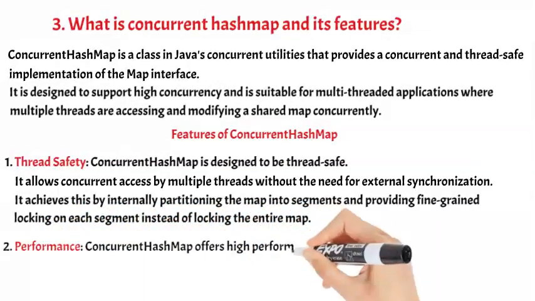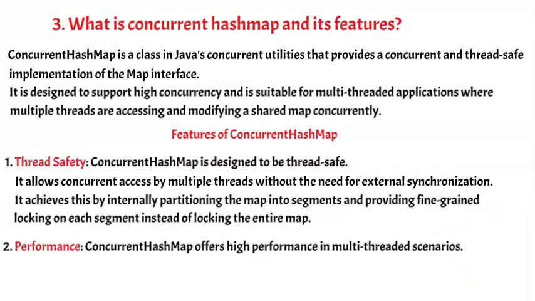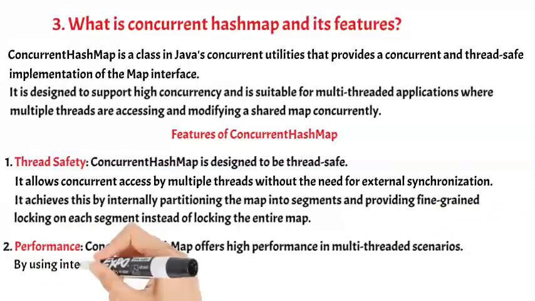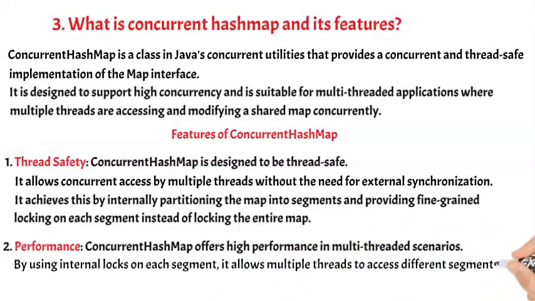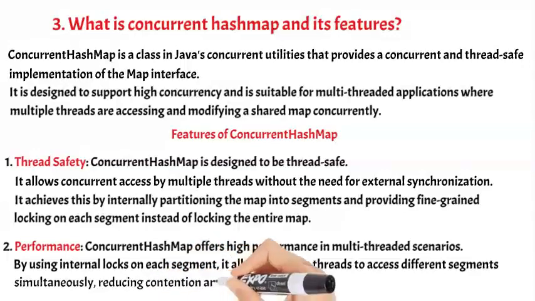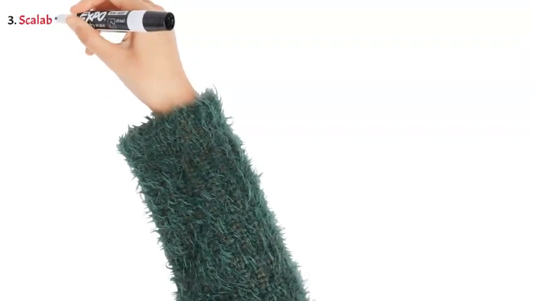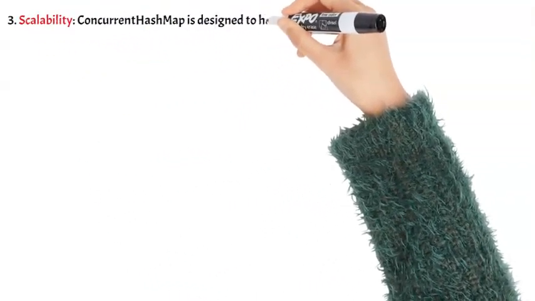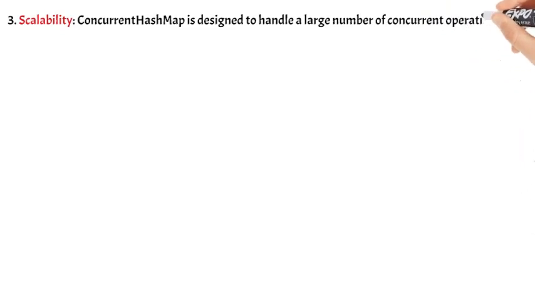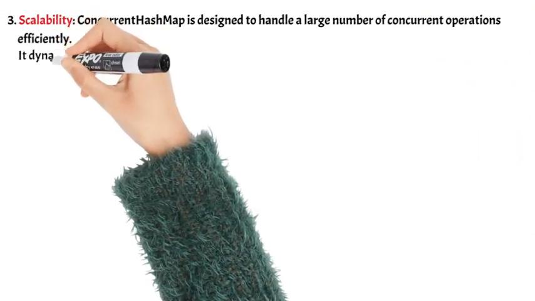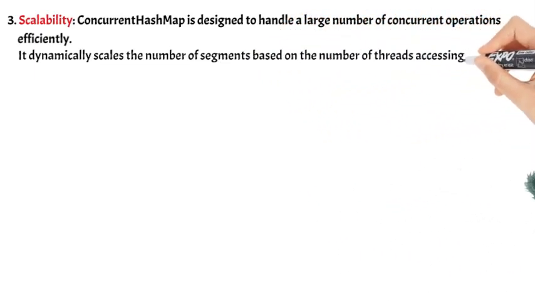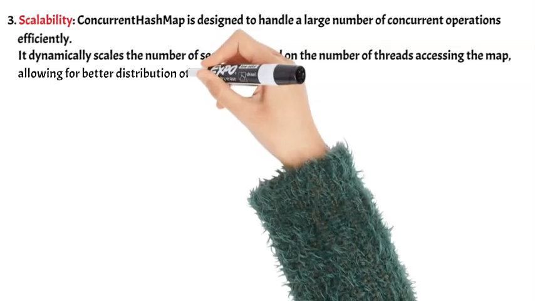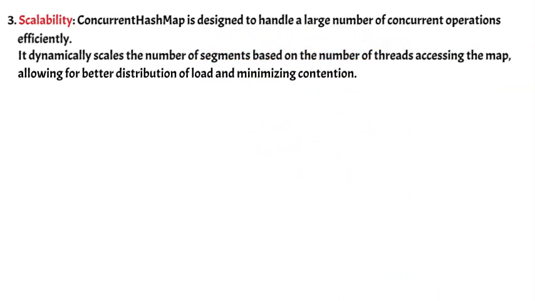2. Performance. ConcurrentHashMap offers high performance in multi-threaded scenarios. By using internal locks on each segment, it allows multiple threads to access different segments simultaneously, reducing contention and improving scalability. 3. Scalability. ConcurrentHashMap is designed to handle a large number of concurrent operations efficiently. It dynamically scales the number of segments based on the number of threads accessing the map, allowing for better distribution of load and minimizing contention.